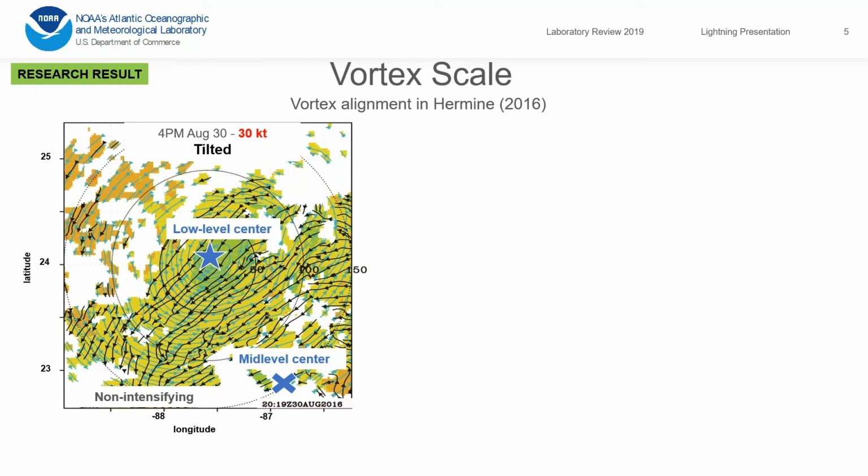So starting first at the vortex scale, this is a case of Hurricane Hermine from 2016. I'm basically showing you flow vectors at 2 different altitudes. The blue is hard to see, but the blue streamlines are the winds at 2-kilometer altitude, and the black are the winds at 5-kilometer altitude. So at this time, Hermine was a tilted tropical depression, really. The mid-level center here, shown by this X, is displaced about 150 kilometers to the southeast of the low-level center. The storm, again, was not intensifying.